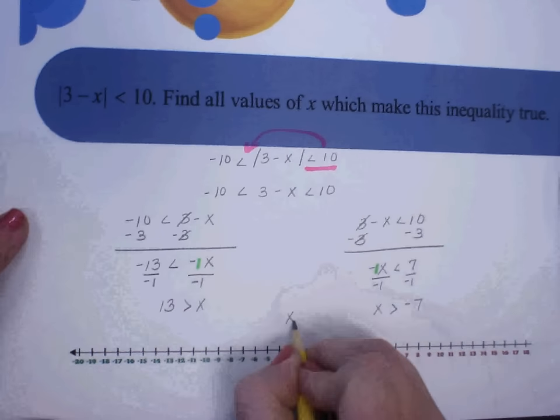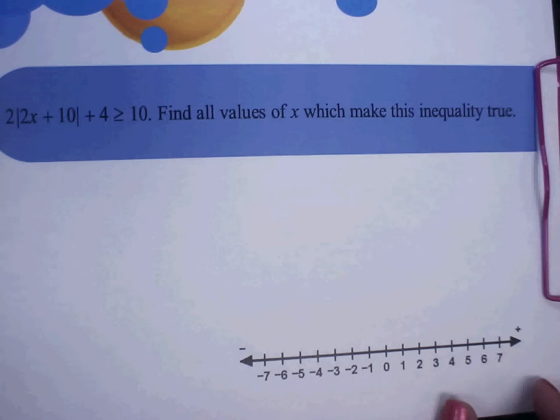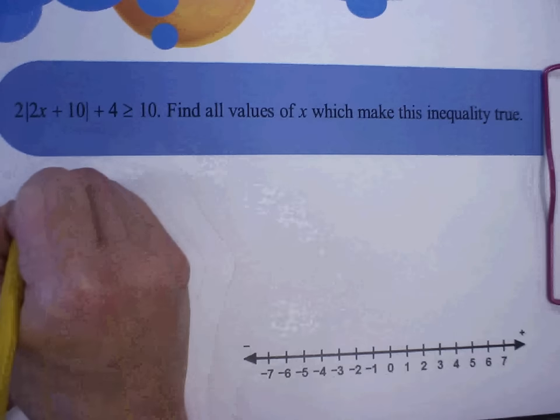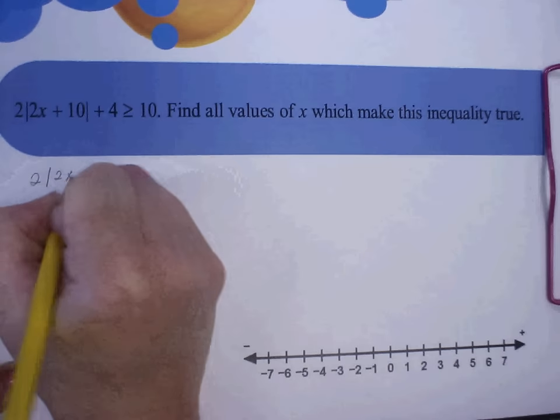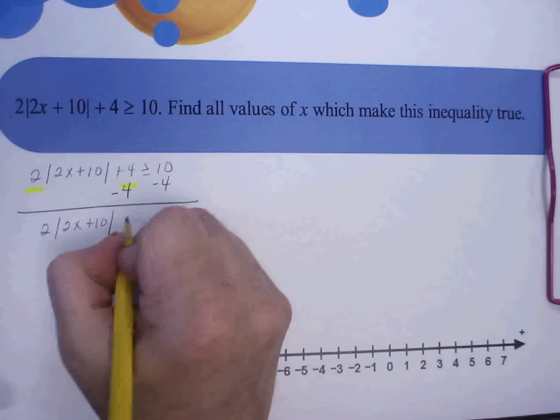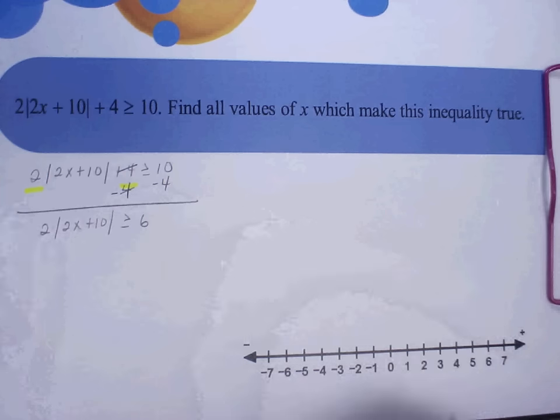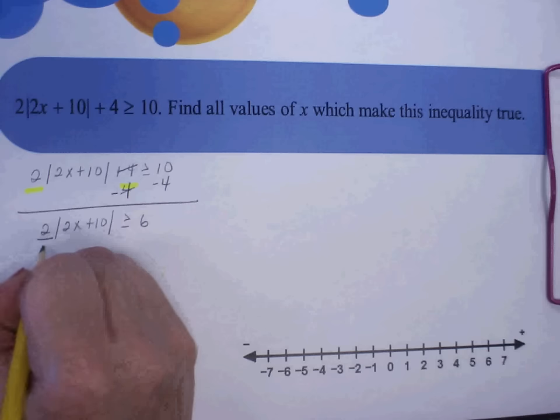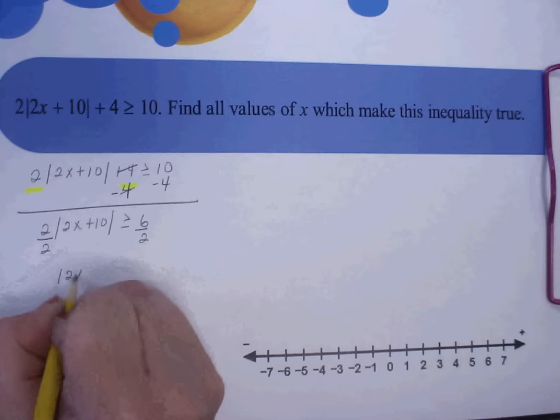All right, and the last one. All right, so this one is a little bit bigger. So let's go ahead and rewrite it. 2 absolute value of x plus 10 plus 4 is greater than or equal to 10. So the first thing that I need to do is get rid of that 4 and that 2. I get rid of the 4 by subtracting 4, because that would be 0. And then I get rid of the 2 by dividing by 2.